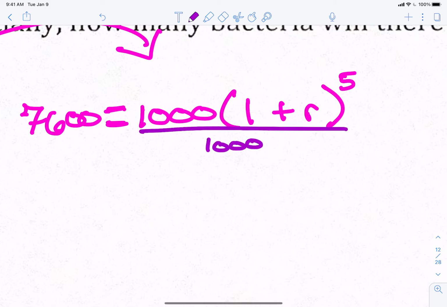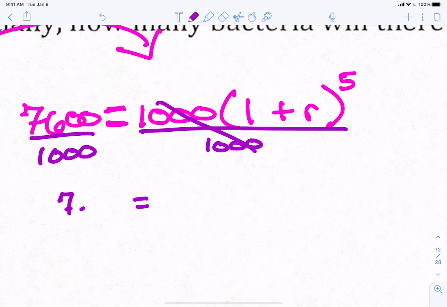We can't distribute the 5 because really this means 1 plus R times 1 plus R times 1 plus R. So we'd have to FOIL it 5 times. But we're not going to do that. Divide by 1,000. What's 7,600 divided by 1,000? Move the decimal. 7.6 equals 1 plus R to the 5th power.